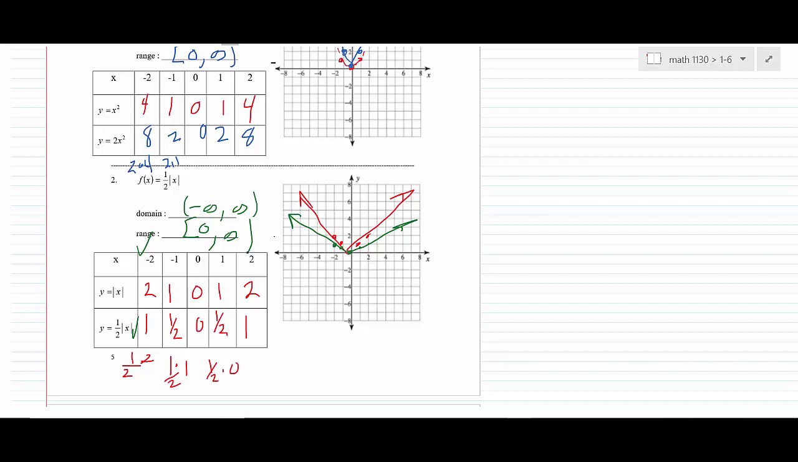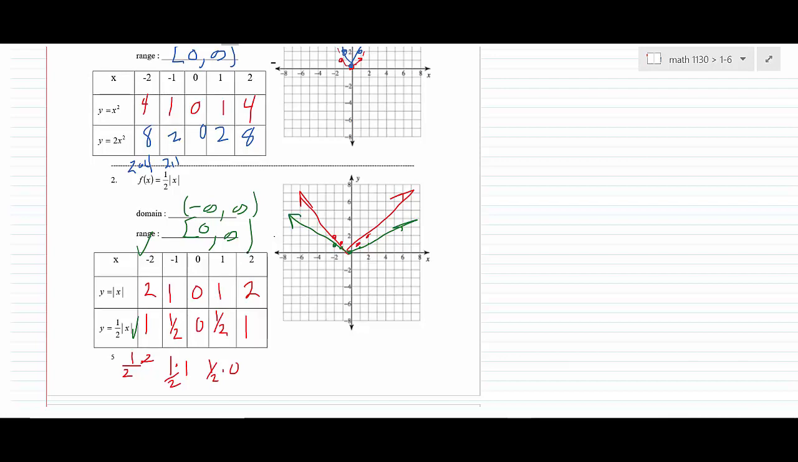So the top one was stretching too because it's got a multiplier? Yeah, stretch would be anytime the number's bigger than 1. Okay, like this one, that one was a stretch. That one was 2x squared. This one was a shrink because that number in front of that function is between 0 and 1.